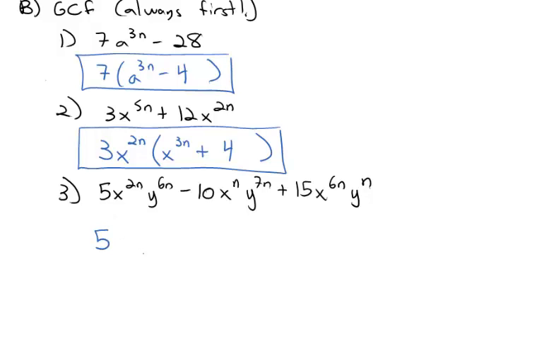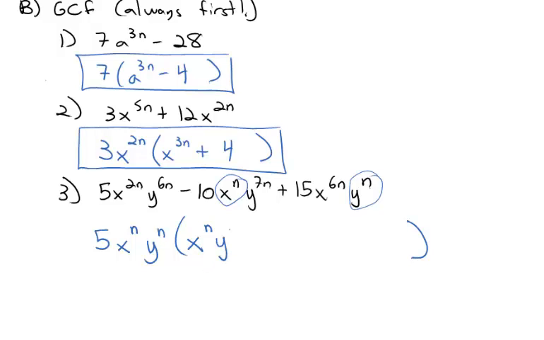We also look at the x's, and we see that every single term has an x on it. In fact, they all have at least n of them. N is the smallest exponent. And on the y's, we see they all have at least n of them also, taking the smallest exponent, the x to the n and the y to the n. And then what's left after we divide out 5x to the n, y to the n, is going to go inside the parentheses. 5 divided by 5 is 1. x to the 2n divided by x to the n is x to the n.